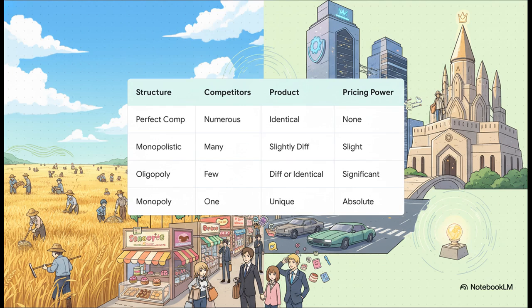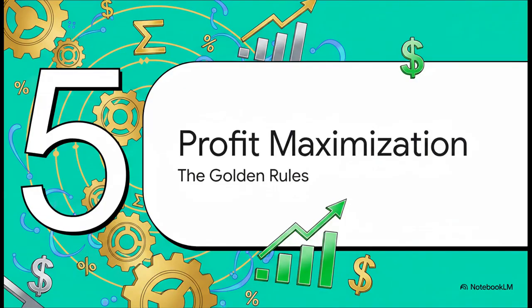Then, on the absolute other extreme, you have a monopoly, where one firm sells a completely unique product, giving them absolute price-making power. In the middle of those two, we find monopolistic competition, where many firms sell slightly differentiated products, and oligopolies, where a few massive firms dominate the space. Exactly where a business sits on this continuum completely dictates its strategy and its ability to capture that pie we were just talking about. Which brings us to Section 5, Rules of Profit Maximization.